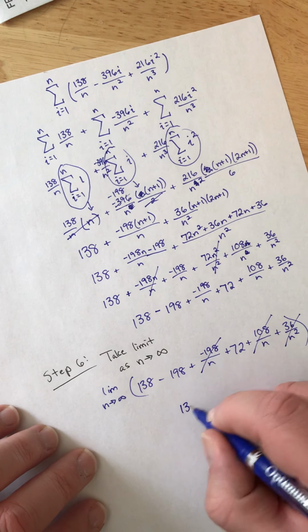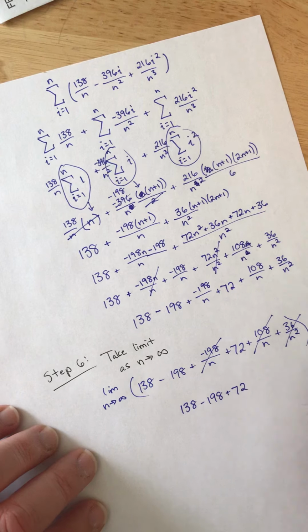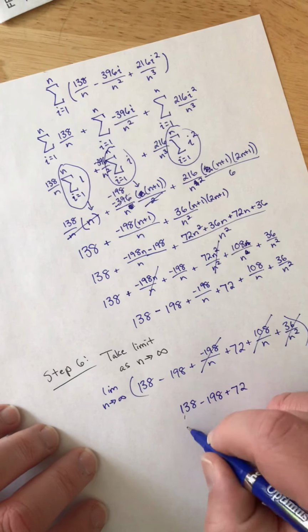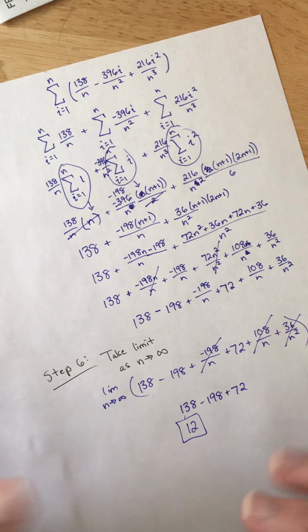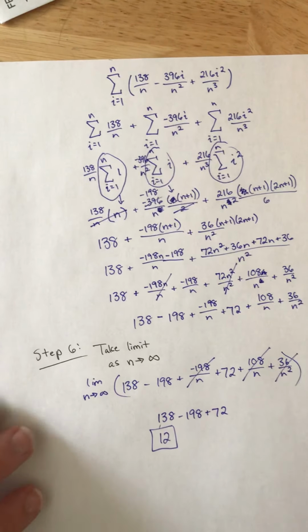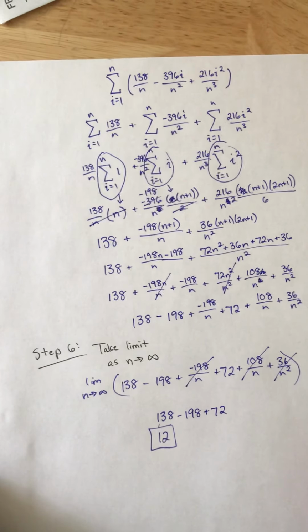I'm left with 138 minus 198 plus 72. Math time. 138 minus 198 plus 72. Would you believe it? The answer's 12. That was a lot of work. Now, in the next lesson, lesson 1.3, when I talk about the fundamental theorem of calculus, I'm going to show you an easy way to do that because let's be honest, this was a nightmare.